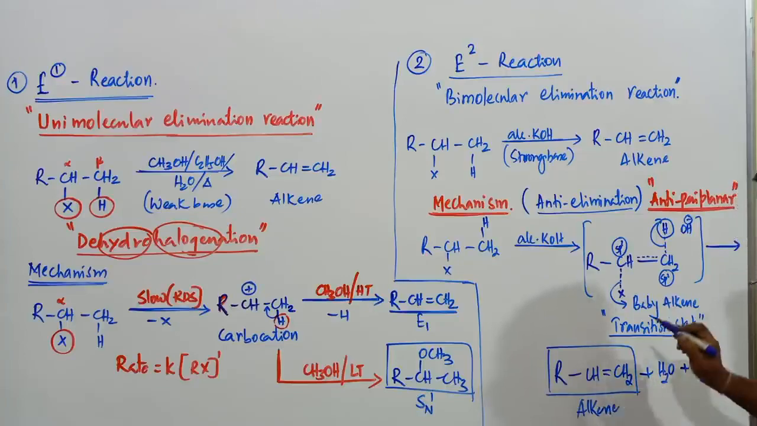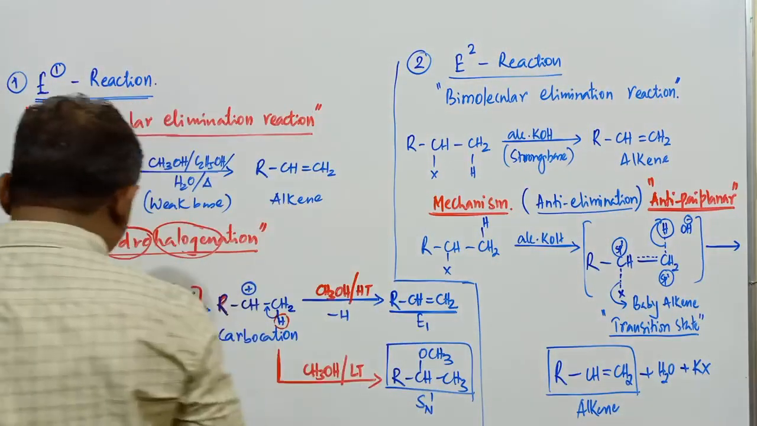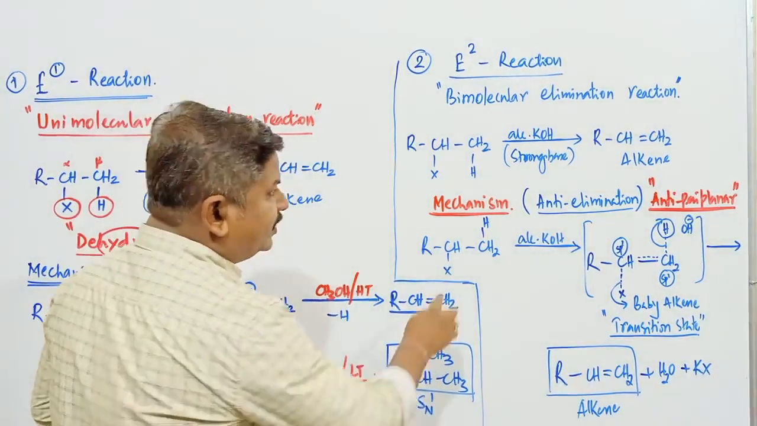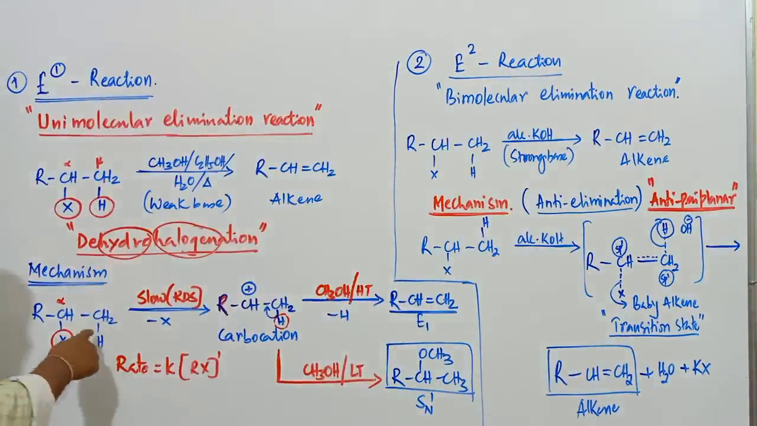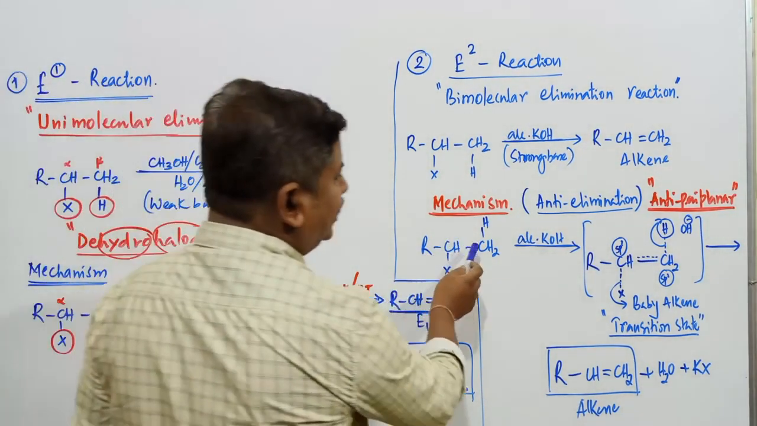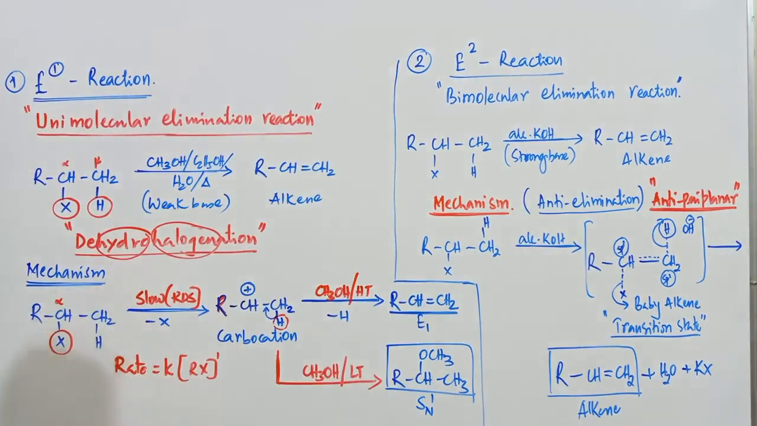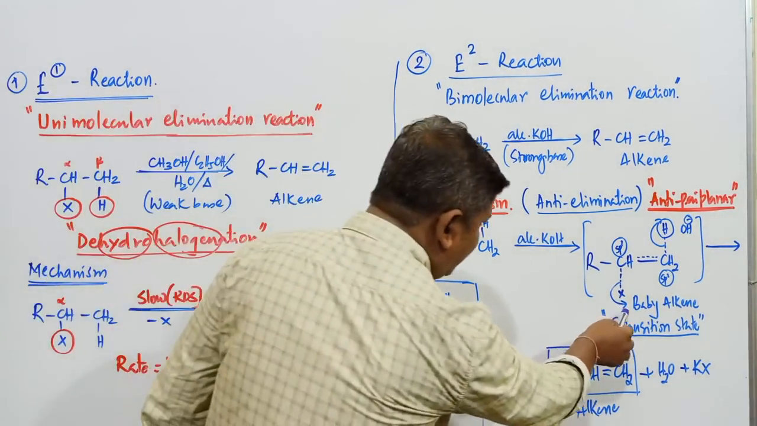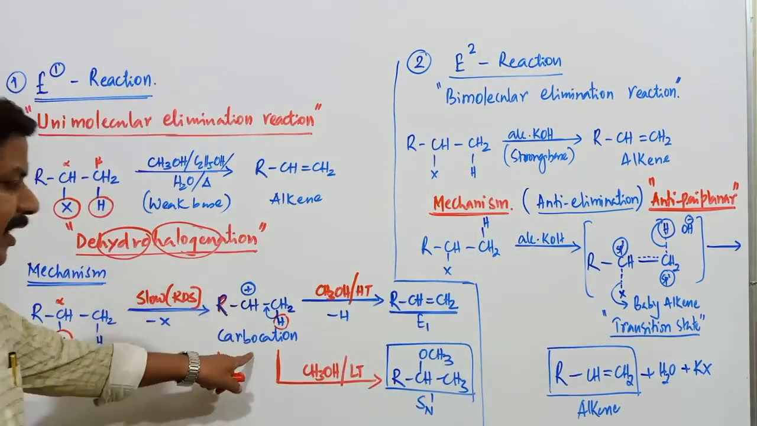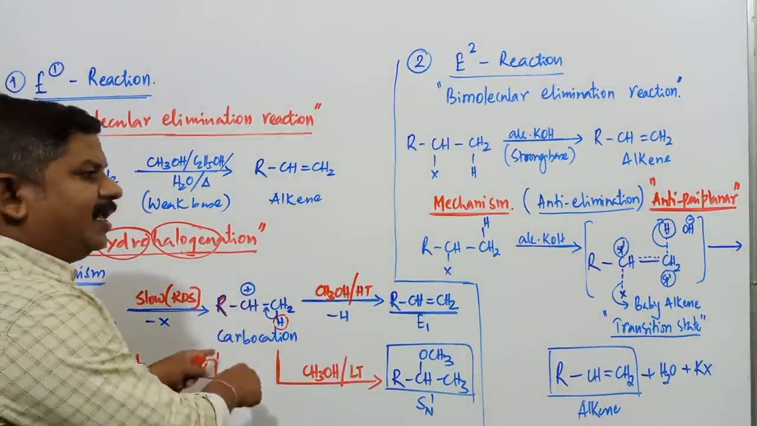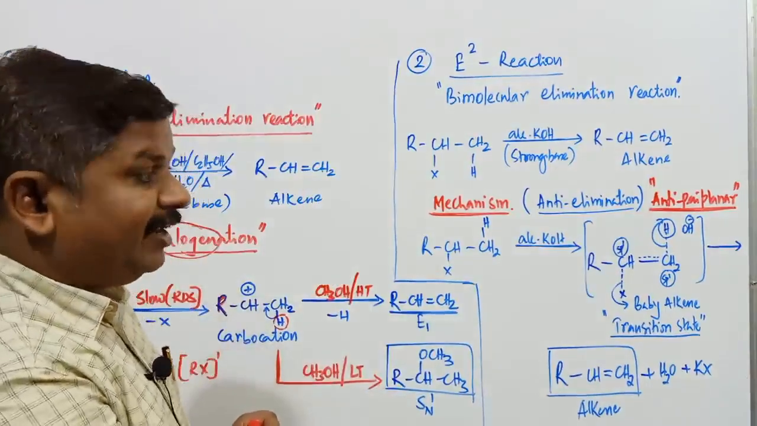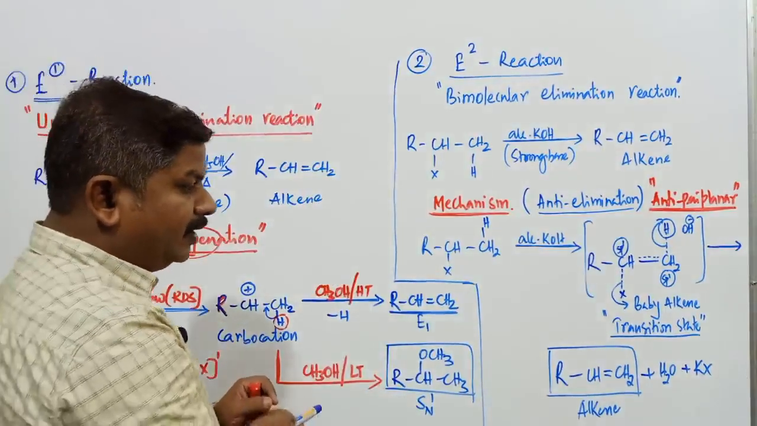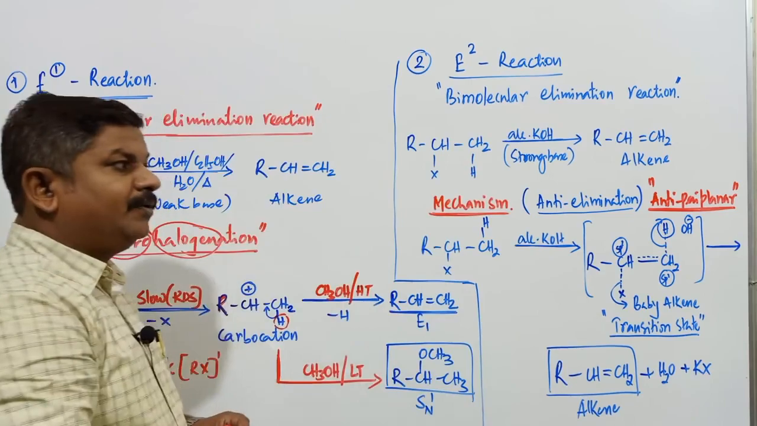Students, concentrate here: same alkyl halide, same alkene, but it proceeds in a different path. Now this is called E1 reaction, that is unimolecular elimination, and this particular reaction is called bimolecular elimination reaction. Here it involves the formation of a transition state; there it involves the formation of carbocation. Here rearrangement is possible; there is no question of rearrangement of the molecule. So the final product is the respective alkene compound.